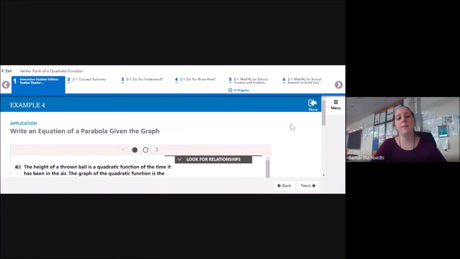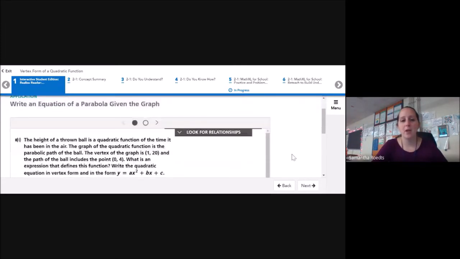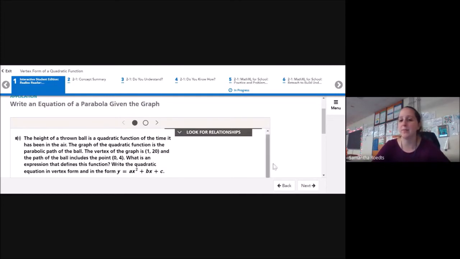All right, example number 4, write an equation of a parabola given the graph. So the height of a thrown ball is a quadratic function of the time it has been in the air. The graph of the quadratic function is the parabolic path of the ball. The vertex of the graph is (1, 20), and the path of the ball includes the point (0, 4). What is an expression that defines this function? Write the quadratic equation in vertex form and in the form y equals ax squared plus bx plus c.